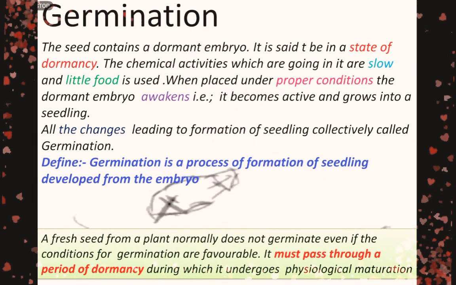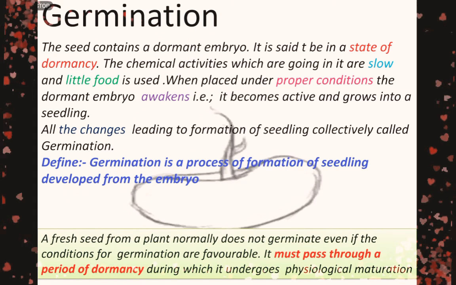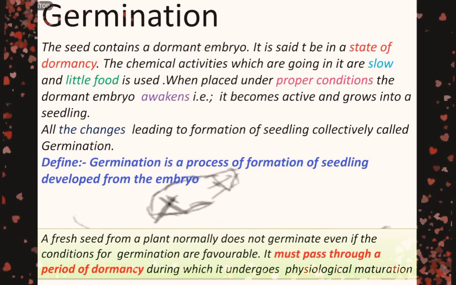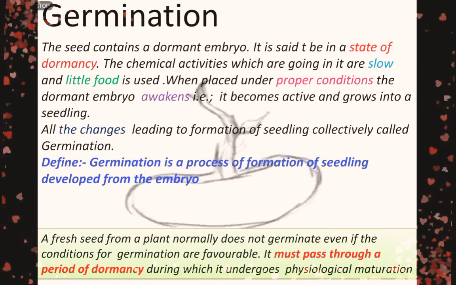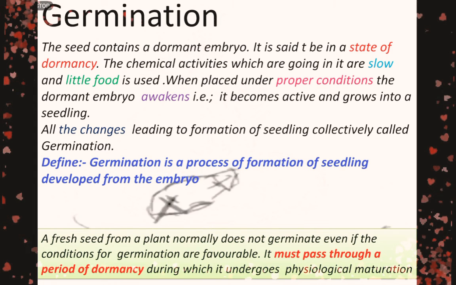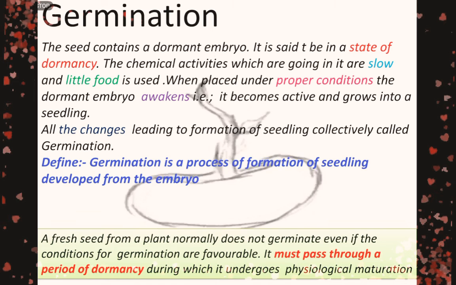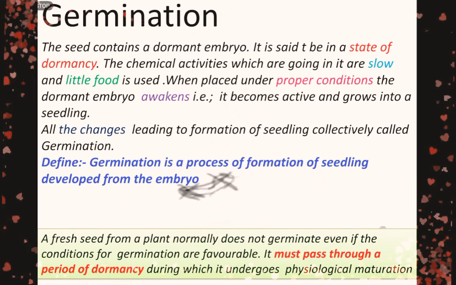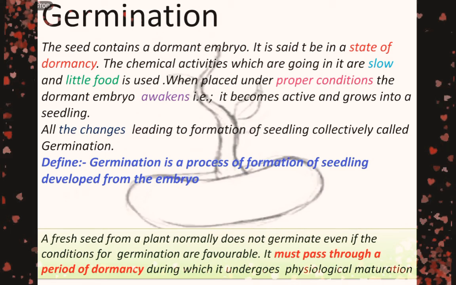Germination. The seed contains a dormant embryo. It is said to be in a state of dormancy. The chemical activities going on in it are slow and little food is used. When placed under proper conditions, the dormant embryo awakens, becomes active and grows into a seedling. All the changes leading to the formation of a seedling are collectively called germination. Definition of germination: germination is the process of formation of a seedling developed from the embryo.